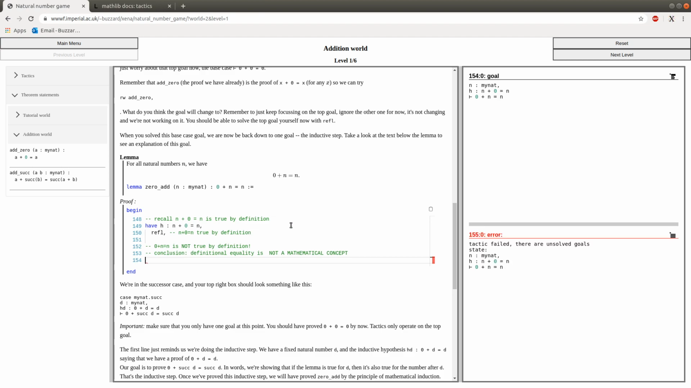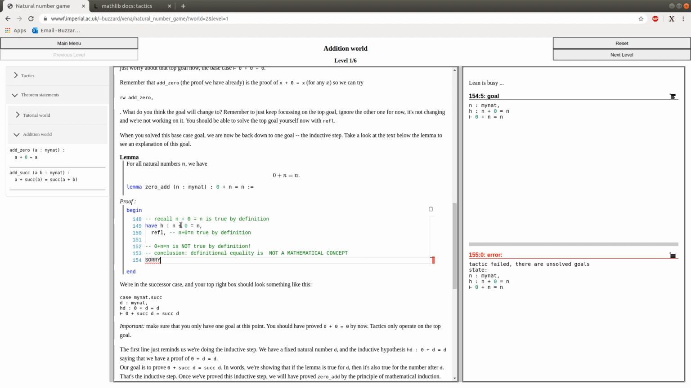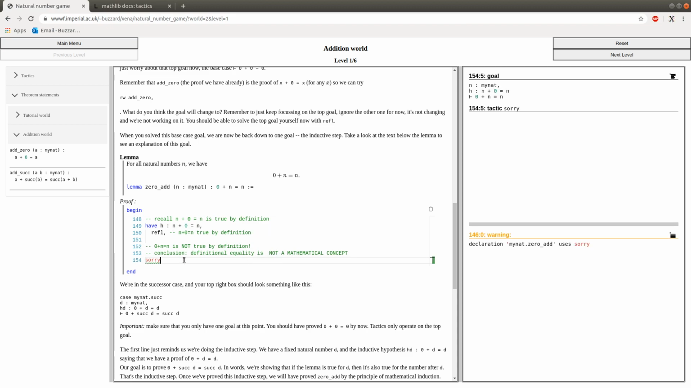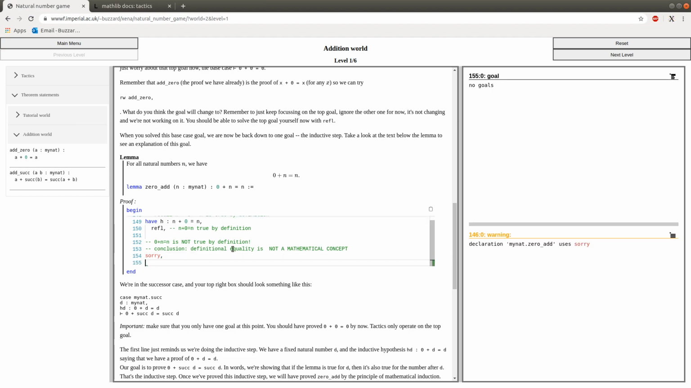Because if you ask just a regular mathematician, I'm going to put... sorry, to get rid of this error. It's annoying that I've got an error. There, great. Things are now good, except I've cheated. So n plus 0 is n is true by definition. 0 plus n is n is not true by definition.